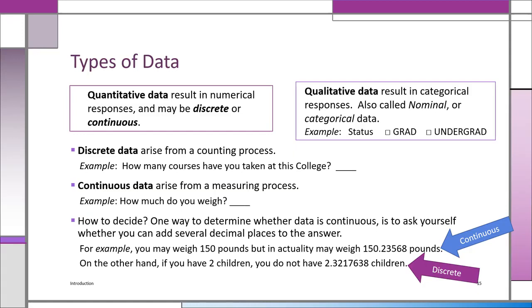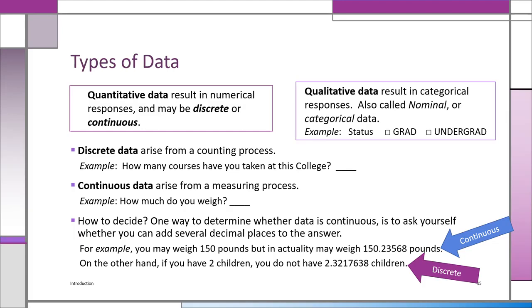Qualitative data is categorical. It's also called nominal. It's data that results in categories, for example, the example listed there. What's your student status? Are you a grad student or an undergrad? You can't get a mean for that. You can't do any numerical analysis. It's not numerical data. One thing you could do is count. You could say, here's the number of grad students in the college. Here's the number of undergrad students in the college. And maybe you could even get a proportion.